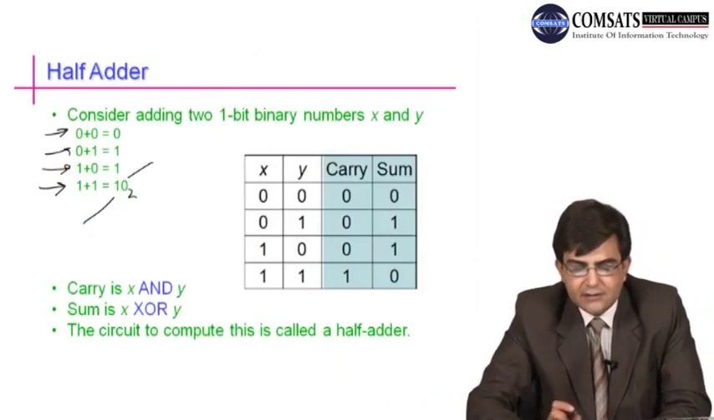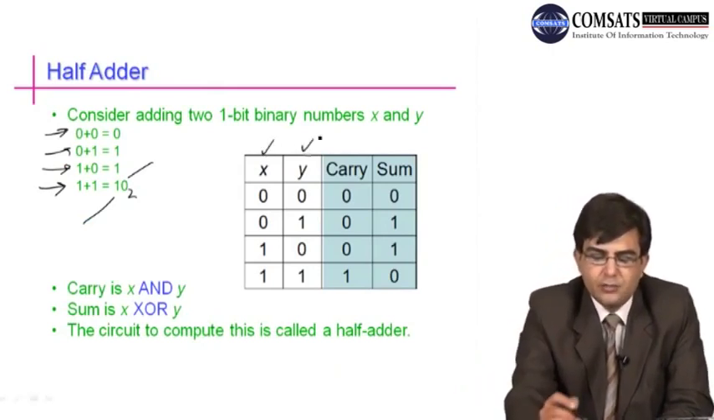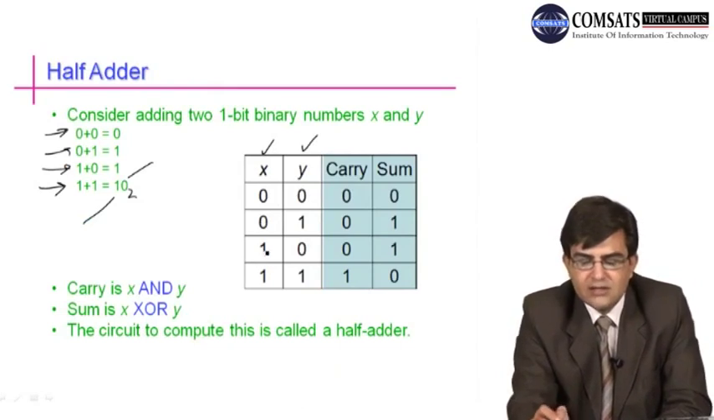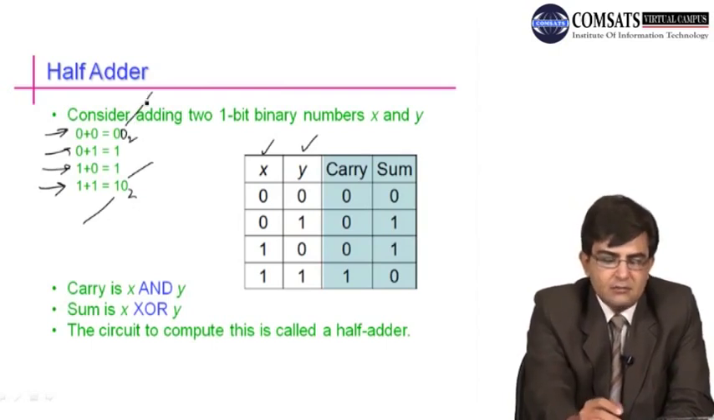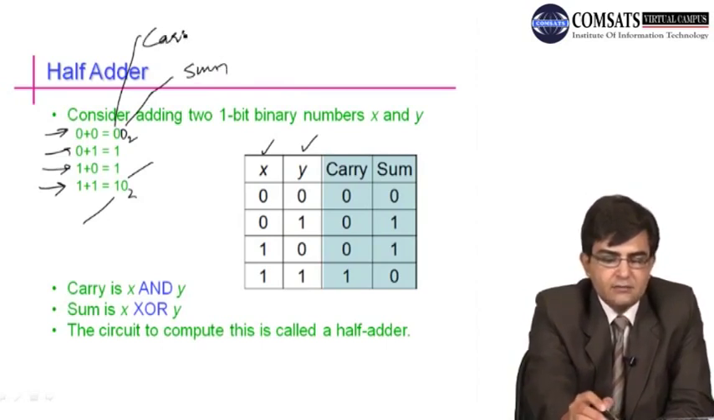Now in a half adder circuit, the inputs are x and y, which could be 0, 0, 0, 1, 1, 0, 1, 1, which is false, false, false, true, true, false, true, true. When we add up 0, 0, we can write it as 0, 0 in binary notation. This is sum, this is carry.